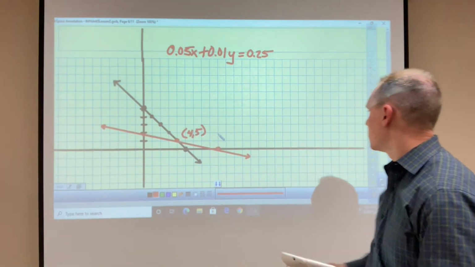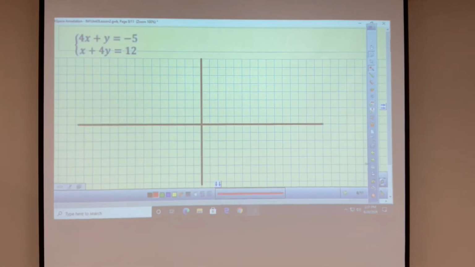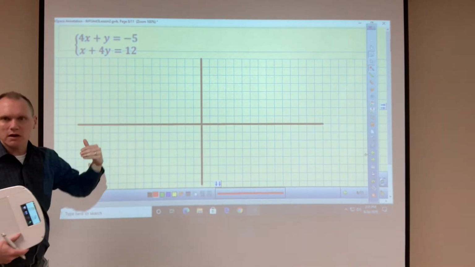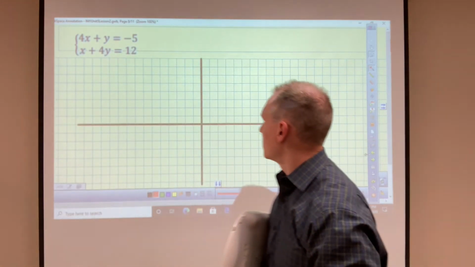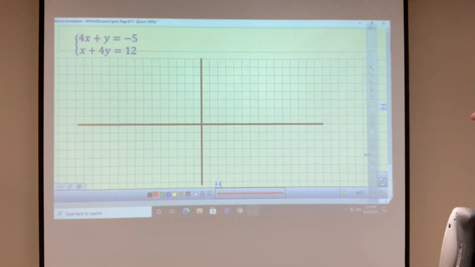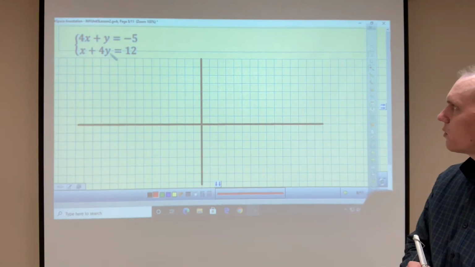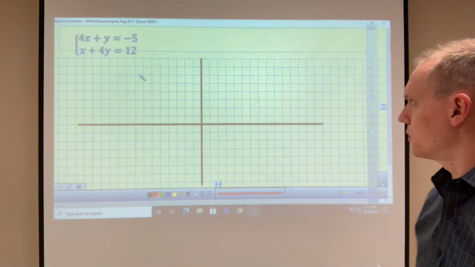All right, so let's continue on and look at some other examples here, see if we can solidify our understanding of this. So here is another system. There's no context. I've stripped away the context, and let's just look at these two in standard form. So we have 4x plus y equals -5, and x plus 4y equals 12. Let's go ahead and graph it and do the best we can to see what we can do.